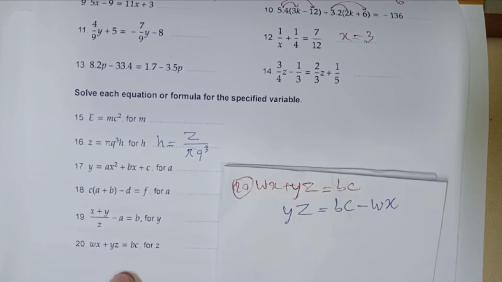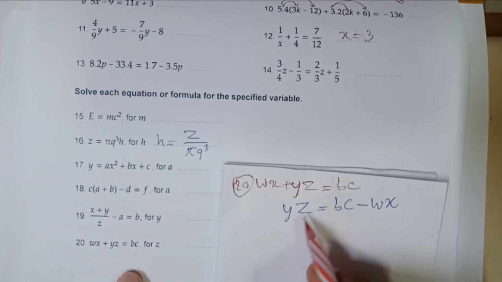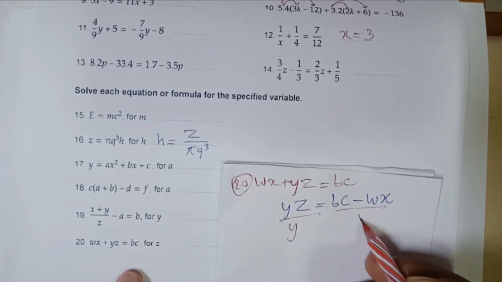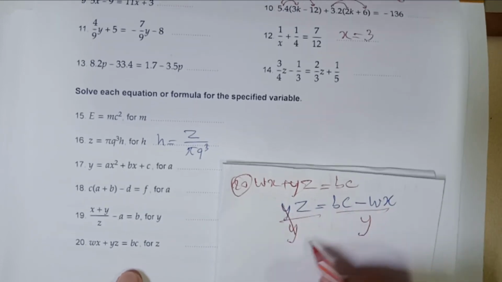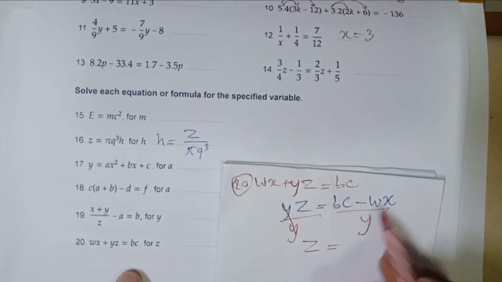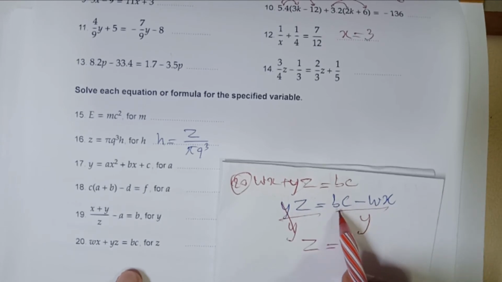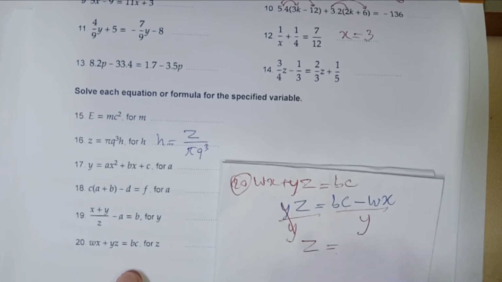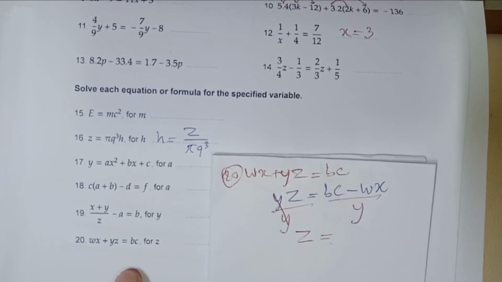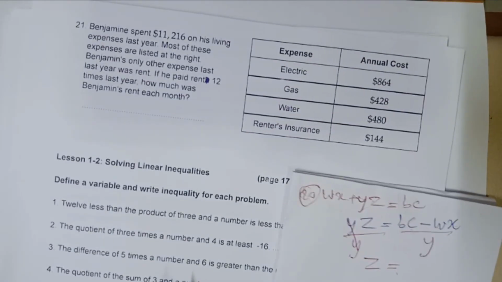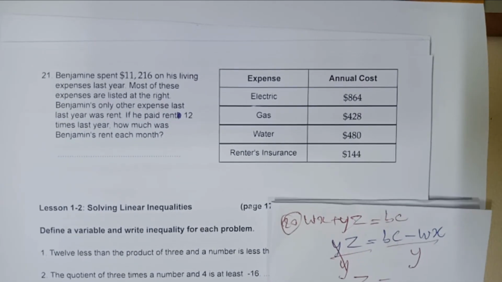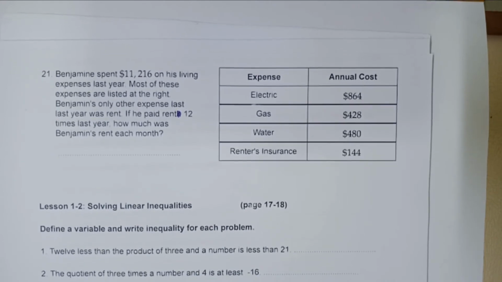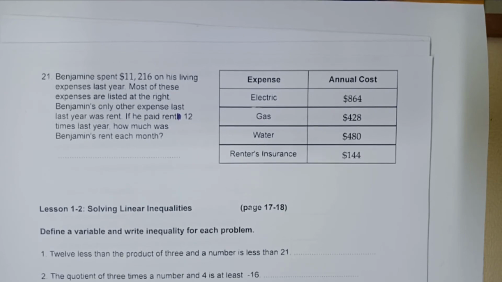And then to get Z alone, that's what they ask question. So you divide both sides by Y, divide by Y. Simplify it. Z equal to this section, equal to BC minus WX divided by Y. That's for the value of Z for number 20. And one last number, which is number 21. Looking at the number 21 together.